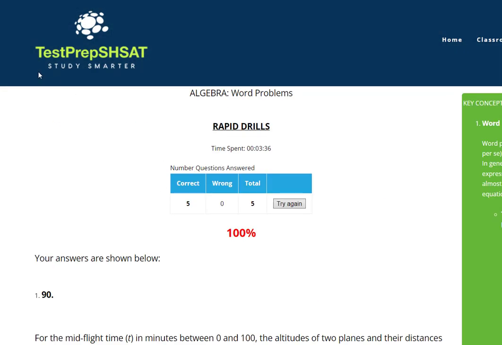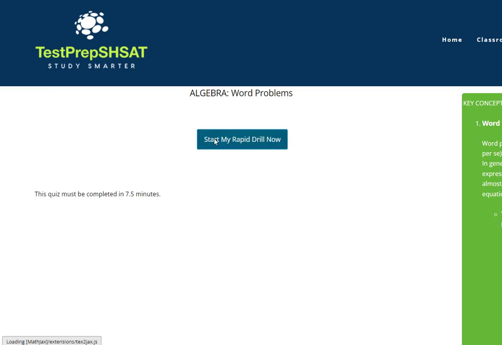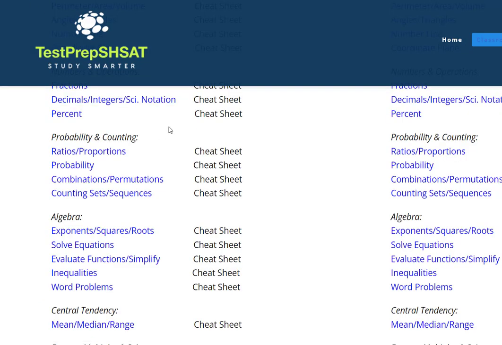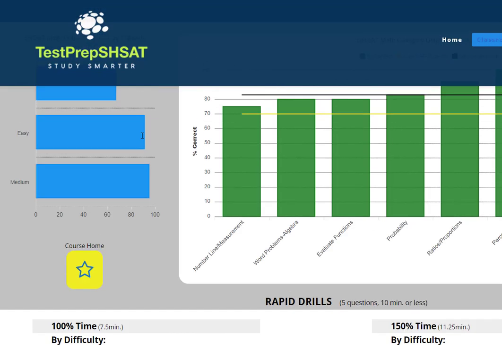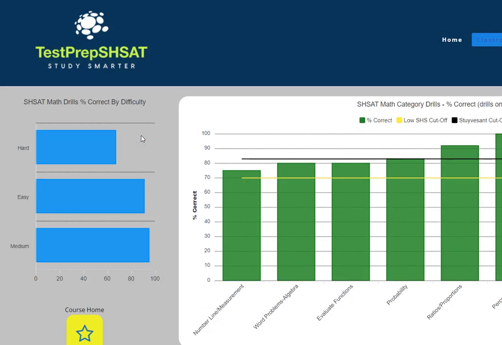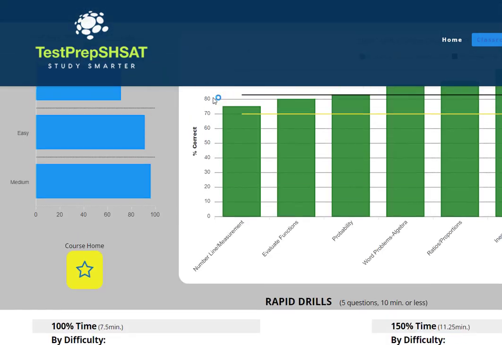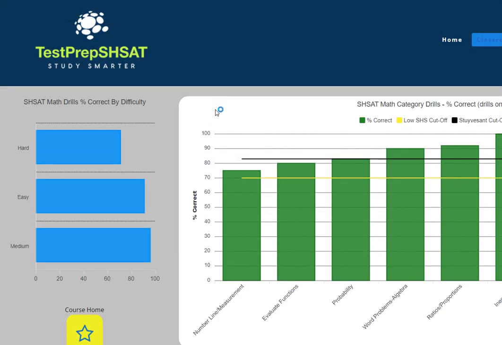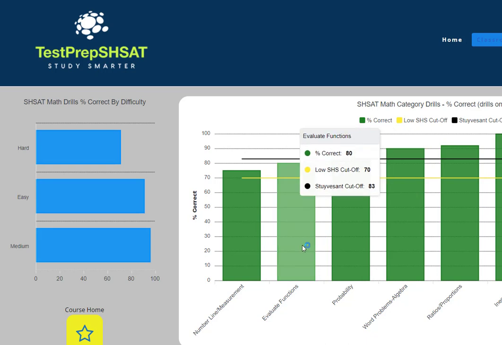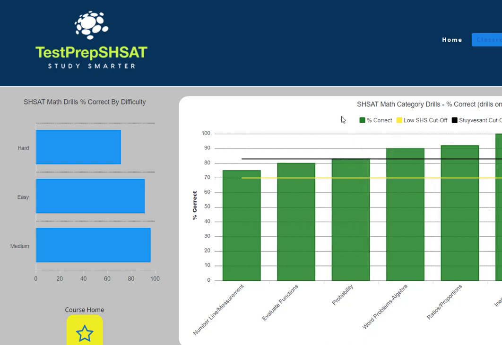Well, now I want to go back to my drills page. I can either backspace a couple times, or I could click Change Drill. In either case, I get back to my drills page. What I will notice now is I've actually updated my information. So word problems, I got 100%. Remember, that was one of my weaker categories.